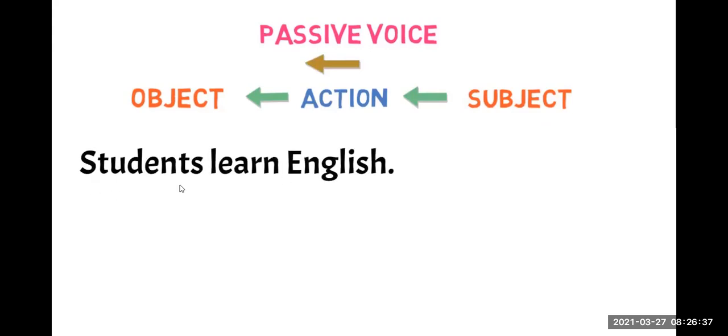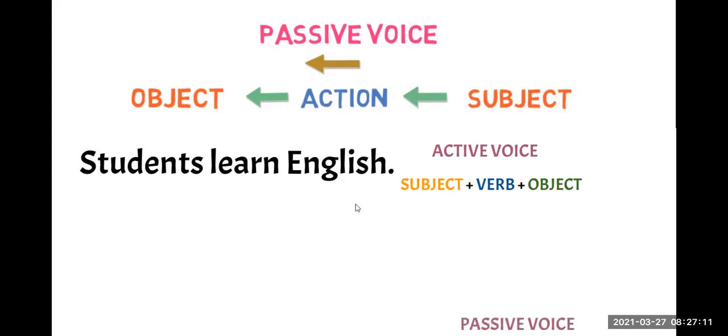For example, here we have students learn English. Is this a passive voice? What do you think? No, no, teacher, it's active, right? Because our focus is not on the object, it is on the subject, on the people who perform the action, right? So this is the active voice. You know, we have a subject, a verb, and an object in the active voice, right? But in the passive voice, the structure of the sentence is a little bit different.